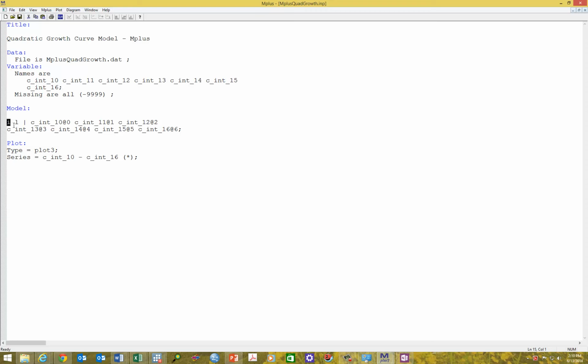Now we have our model. I just, for convenience sake, named the intercept I and the linear slope L. There's our bar. And then here we have what you'd expect, our variables listed, and we have the at 0, at 1, at 2, at 3, on up to at 6. We also have our plot command down here so we can take a look at what this trend over time looks like.